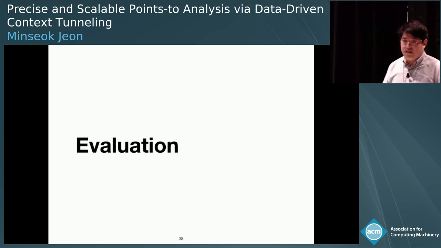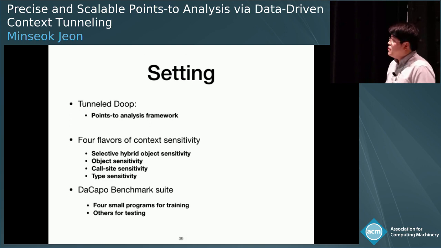Now let me show you the evaluation. We implemented context tunneling on the Doop Java pointer analysis framework. We used three flavors of context sensitivity: selective hybrid object sensitivity, call-site sensitivity, and type sensitivity. We used the DaCapo benchmark suite for training and testing. We used four small programs for training and tested the learned heuristic against other programs. And we learned and applied the tunneling heuristic for context depth 1.